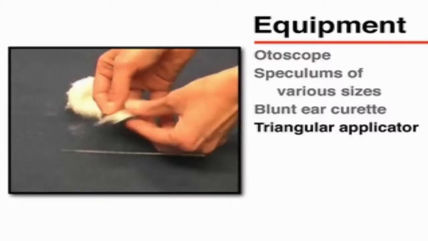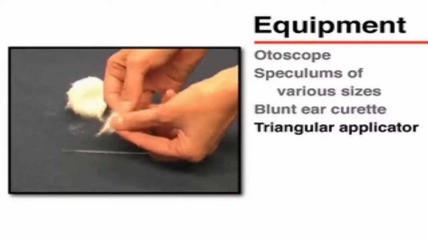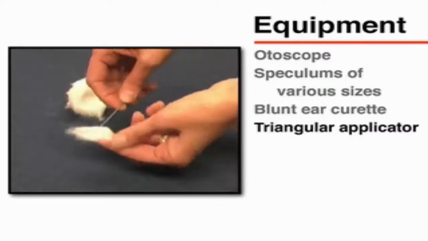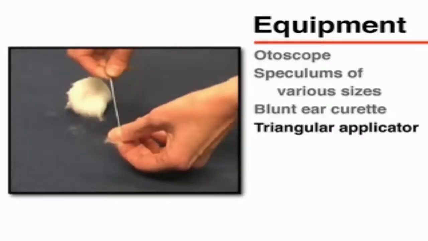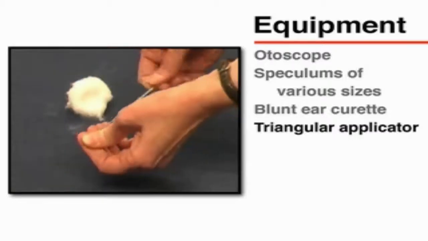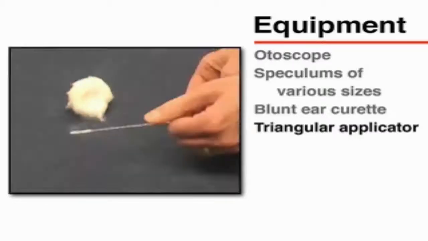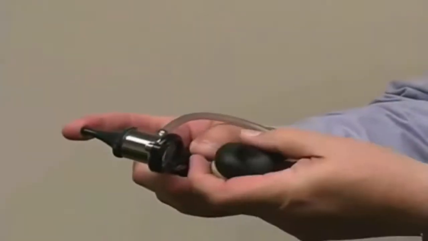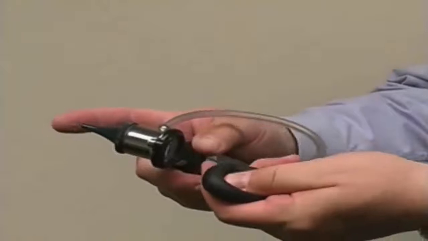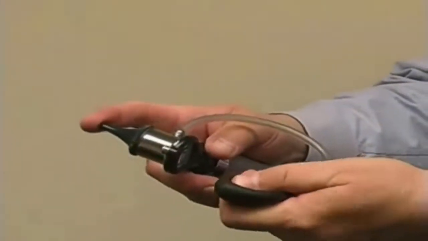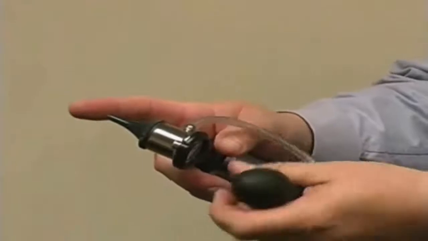If small fragments of cerumen remain after using the blunt curette, use an applicator with a non-serrated triangular tip wrapped with cotton. This can also be used to clear otorrhea in children with acute otitis media who have ruptured tympanic membranes. To ensure that there are no leaks, squeeze the rubber bulb and then place your finger on the tip of the speculum. In a system with no leaks, the bulb should stay deflated until the finger is removed.